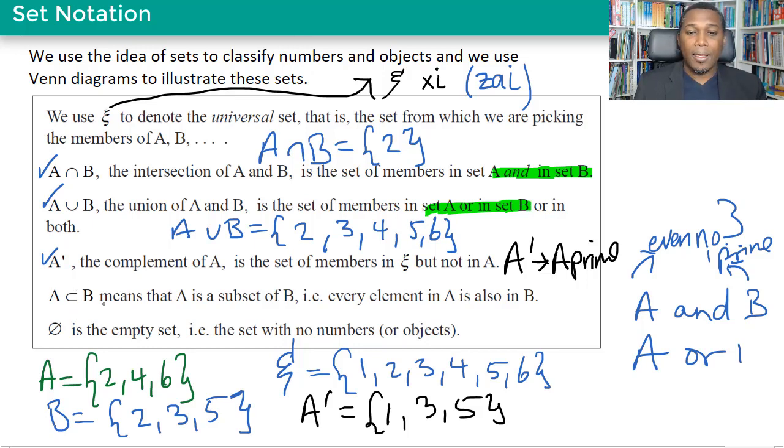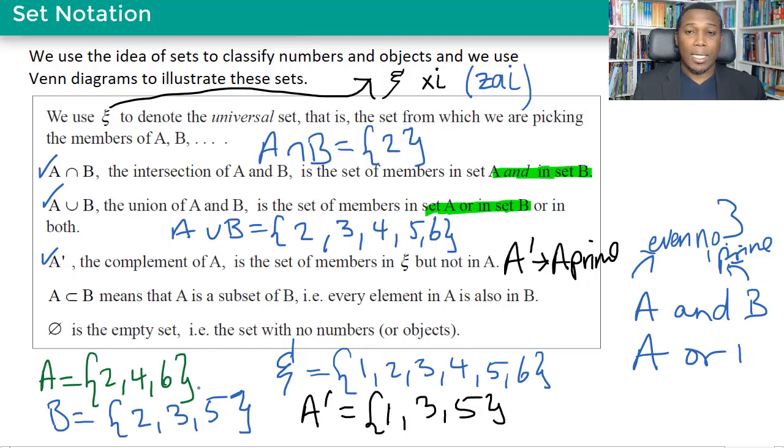And then A, this symbol is a subset symbol. A is a subset of B, and that means every element in A is also in B. Every element in A is also in B. In this particular case, we don't have that situation.